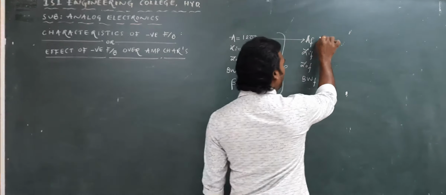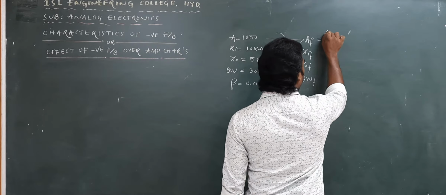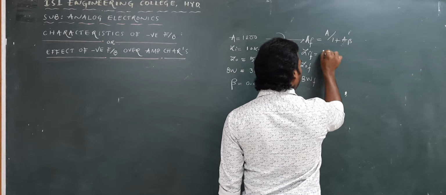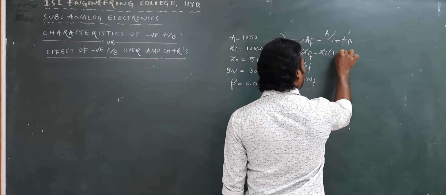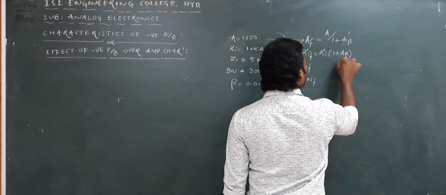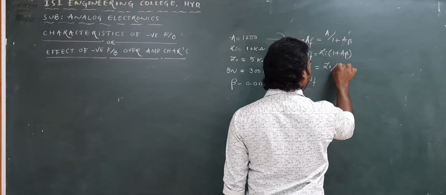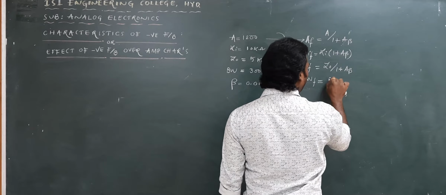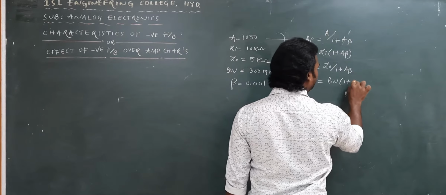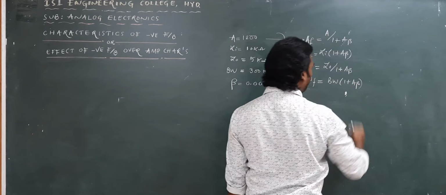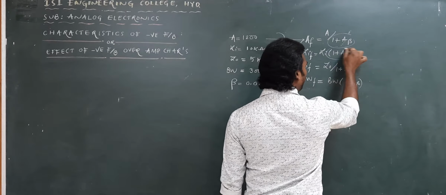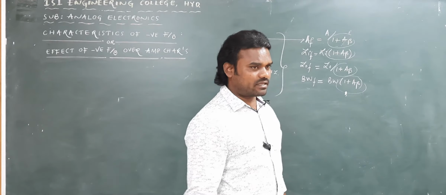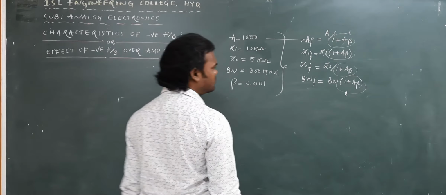We know the formulas. AF is equal to A by 1 plus A beta. ZIF is equal to Zi into 1 plus A beta. ZOF is equal to ZO by 1 plus A beta. BWF is equal to BW into 1 plus A beta. In these four equations, 1 plus A beta is common. So first calculate 1 plus A beta, so that you can directly substitute over there.